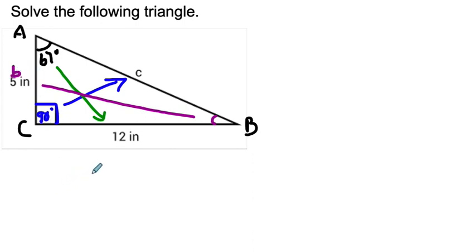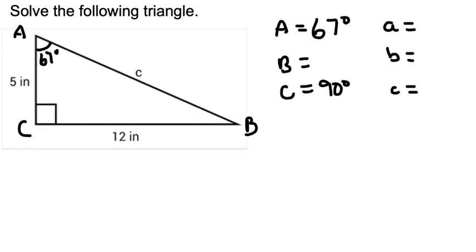So that means there are two things to find out. We need to find out what angle B is, and we need to find out what side C is. To do that, first of all, I'm just going to sort them all out. Our angles are 67 degrees and 90 degrees. We need to find angle B, and we can use the simple equation that the angles of a triangle have a sum of 180 degrees.